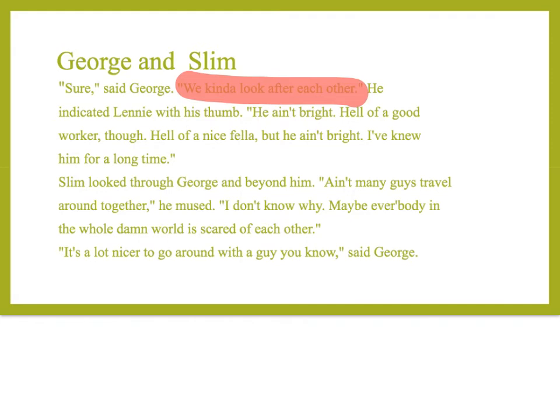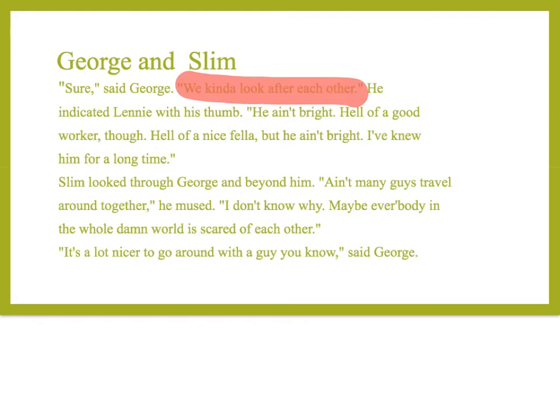They do. And also, think of how he phrased that. We kind of look out for each other. Not I kind of look out for him. But again, that reference to the pronoun we, that they operate as a unit, that they both benefit from this relationship. He indicated Lennie with his thumb.